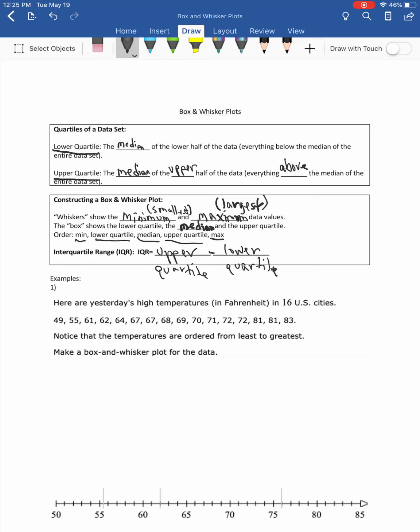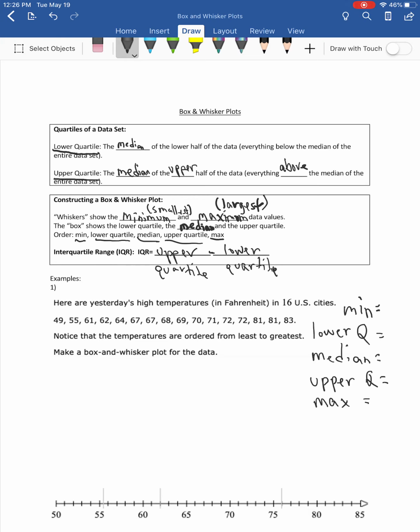So before we make the plot, we want to make a list of the values we need to get the plot. So we need the minimum, the lower quartile, just call it lower Q, the median, the upper quartile, and the maximum.